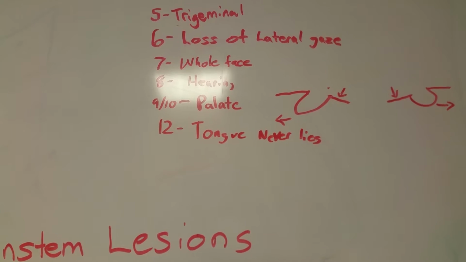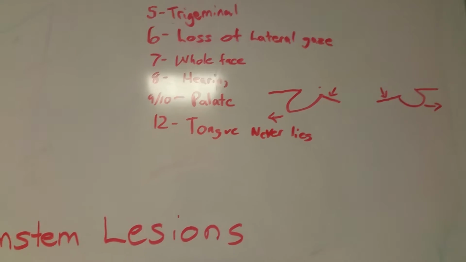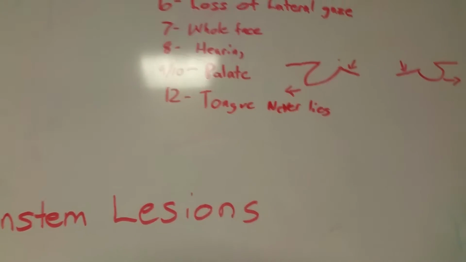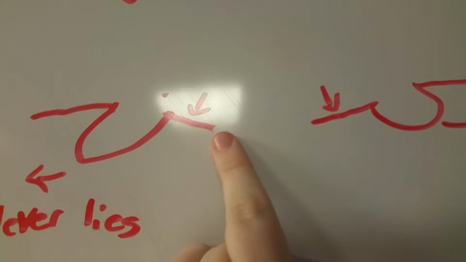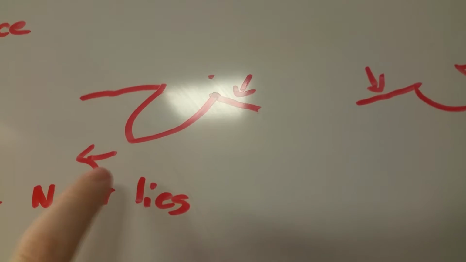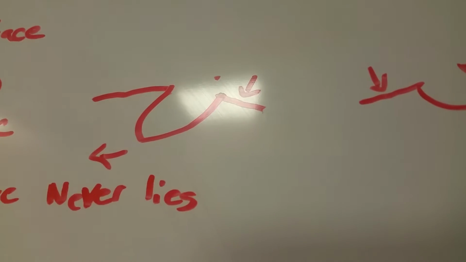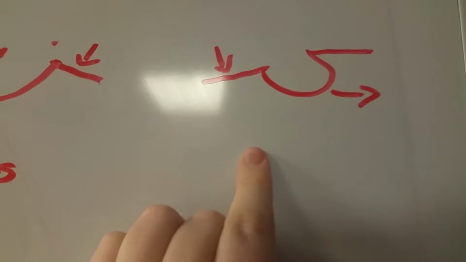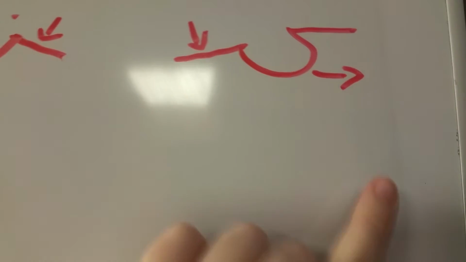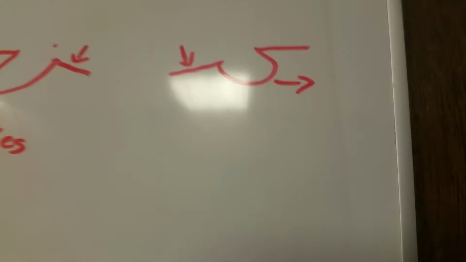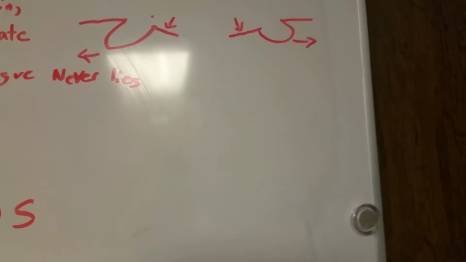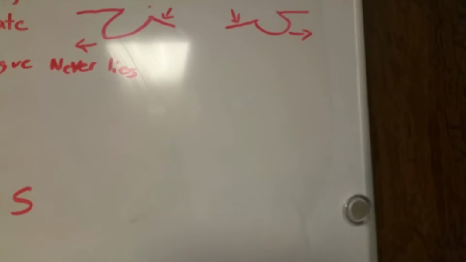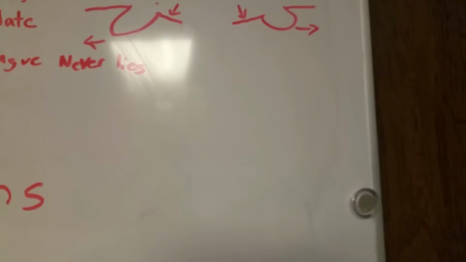8 is hearing. 9 and 10 control the palate, and this is actually really important because if you look over at our drawing, what you can see is here, the palate's weak on that side, but when it falls down, it makes the uvula go the opposite way of the weak palate. And here, for example, if this side of the palate's weak, the uvula deviates to the opposite side. So what ends up happening is the uvula actually is lying to you. The way it's pointing is opposite the side that's affected.